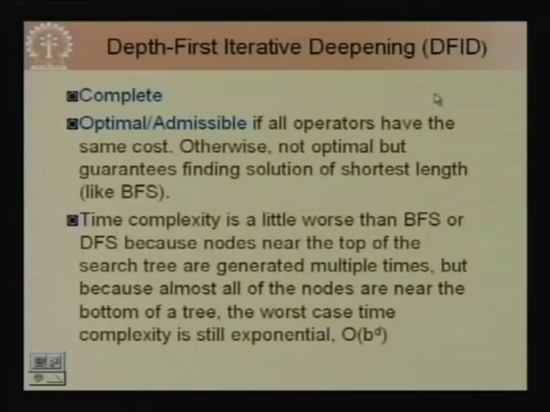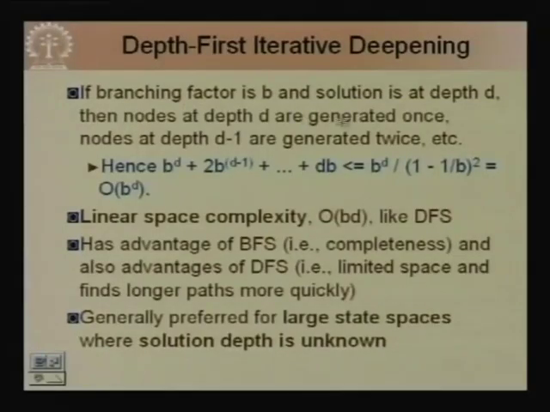So depth first iterative deepening is complete. It is optimum if all operators have the same cost, and its time complexity is a little worse than breadth first search, because you notice that some nodes are expanded more than once, they are repeated. However, the order of node expansions is almost similar to breadth first search. So if the branching factor is b and the solution is at depth d, then nodes at depth d are generated once, nodes at depth d minus 1 are generated twice and so on. And therefore, this is the total number of nodes expanded by depth first iterative deepening, which is actually of the order of b to the power d.